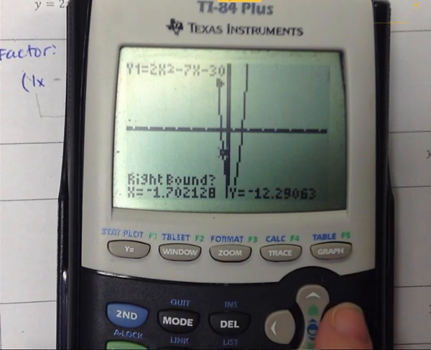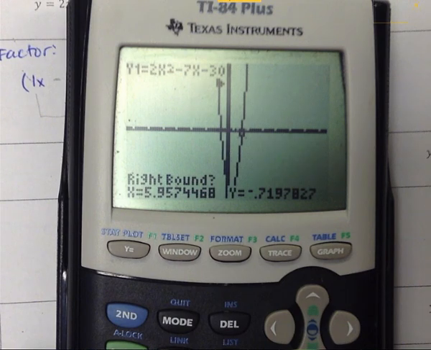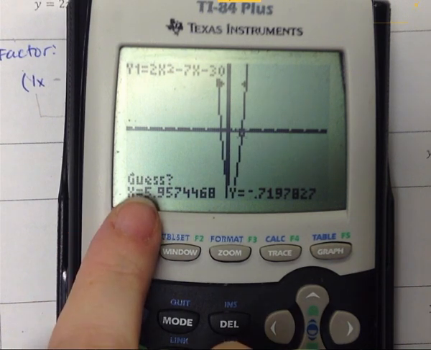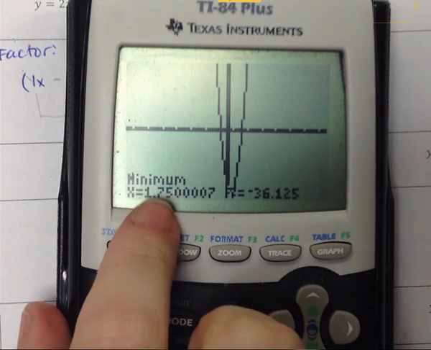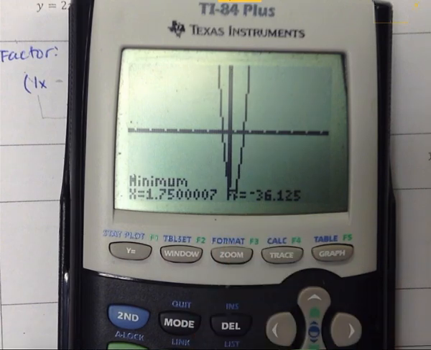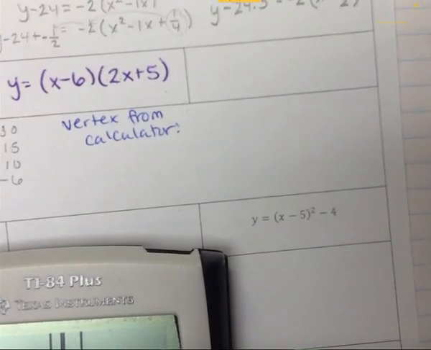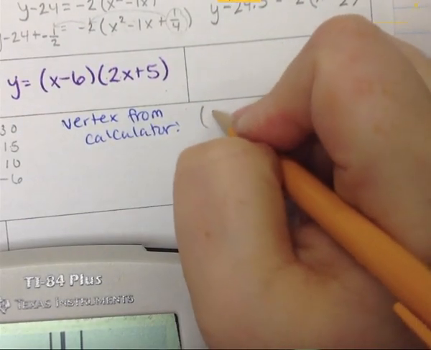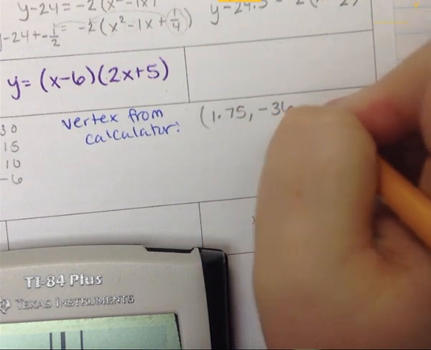Now it says right bound. I'm going to go to the right-hand side. I'm on the right of the vertex, so I can press enter. I don't want to guess, so I'm just going to press enter. It's going to tell us our vertex is at 1 and 75/100 and negative 36.125. So I'm going to write that out. Our vertex from our calculator was at 1.75, comma, negative 36.125.